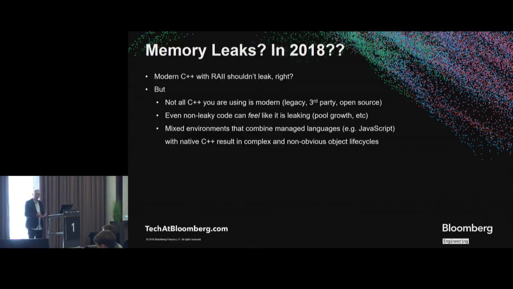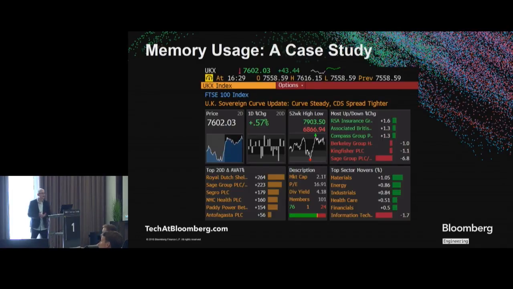So, that can sometimes be hard to spot, these kinds of patterns. In addition, which is something very relevant for us, are mixed environments that combine managed languages like JavaScript on top of native C++, where you've basically got proxy objects that connect your JavaScript to native objects. You get complex and non-obvious life cycles for your native objects. You're at the whim of the garbage collector unless you're very, very careful. So you can find that your native C++ objects can live a lot longer than you might want them to or expect them to. So I'm going to give you a very, very quick case study here.